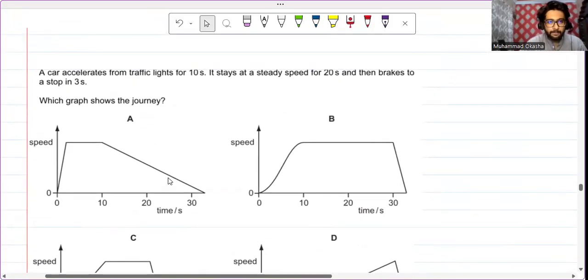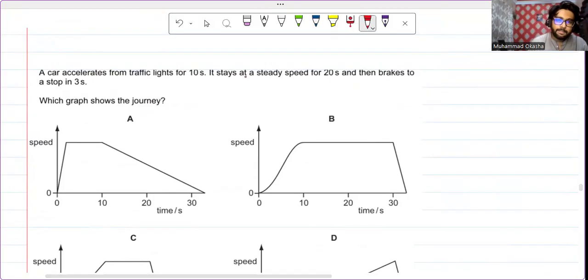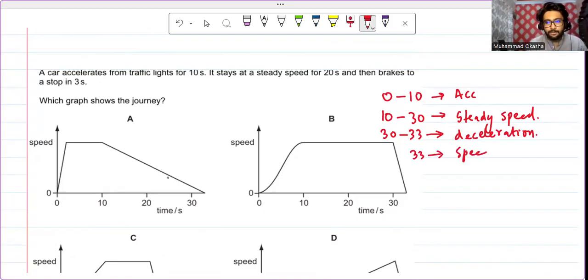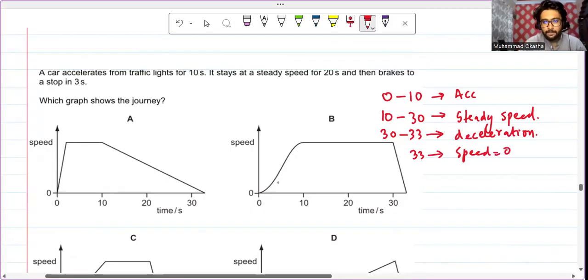Next, a car accelerates from traffic light for 10 seconds. It stays at steady speed for 20 seconds, right? So 0 to 10, it accelerates. Then 10 to 30, because for the next 20 seconds it's steady speed, which means constant speed. And 30 to 33 is deceleration because it applies brakes and decreases speed until it reaches rest. And at 33, speed should be equal to zero. This is the graph that we should look at.